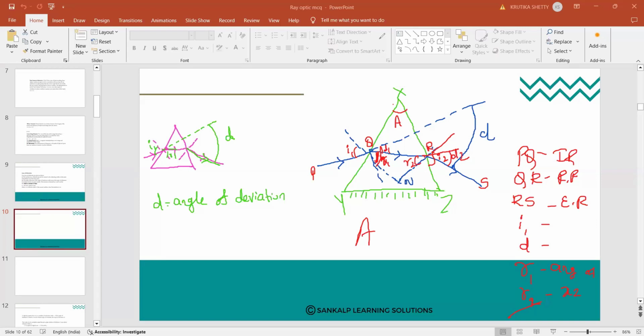I is the angle of incidence. You can just take it as I, because there are I1, I2. Okay, I2 is also there. So I1 is the angle of incidence. Yes. Any doubt in the figure? Take one small figure for the derivation now.